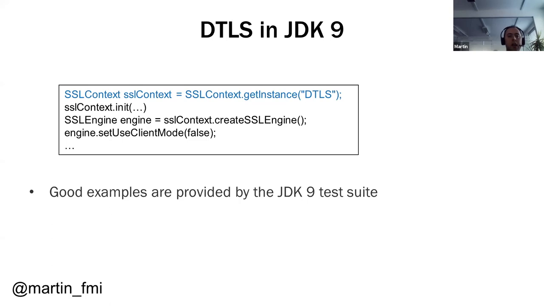To get started with DTLS, you create an instance of the SSLContext for DTLS. You specify some initialization parameters. Then you create an SSLEngine instance out of that SSLContext. You specify whether you want to use the client or the server mode of operation. And then you can start using the SSLEngine to establish the communication between the client and the server using the wrap and unwrap methods. And there are some good examples of how to use DTLS, which are provided by the JDK 9 test suite, which is publicly available.